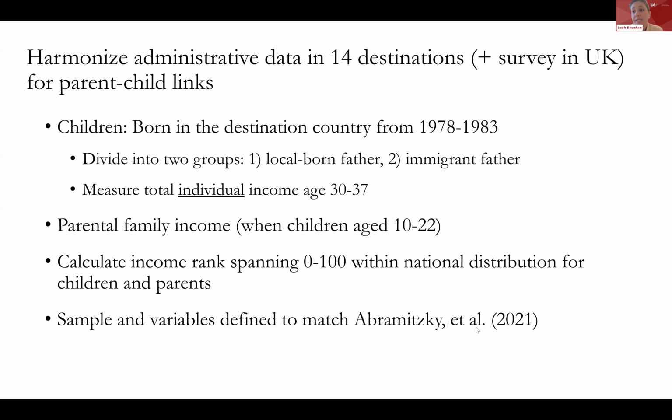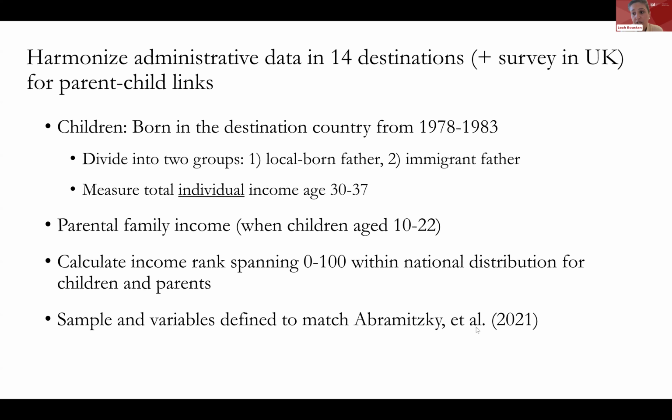In particular, we're focusing on a cohort of children who are born in the destination country. So we're not looking at children who themselves migrate with their parents in the late 70s, early 80s. And then we divide this group of kids into two groups, children with a local-born father and children with an immigrant father. And that's how we define who is the child of immigrants. Of course, we can also look at children with an immigrant mother, and we're able to do that in most of our countries, and results look very similar.